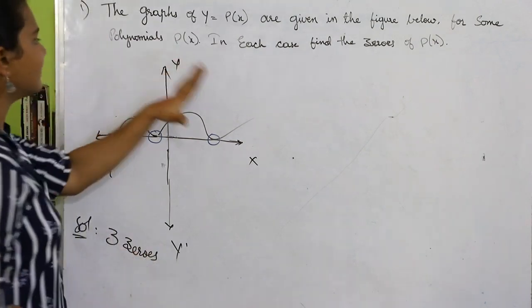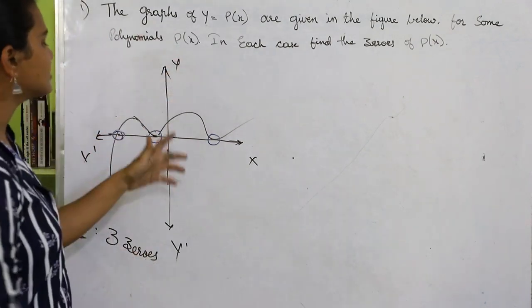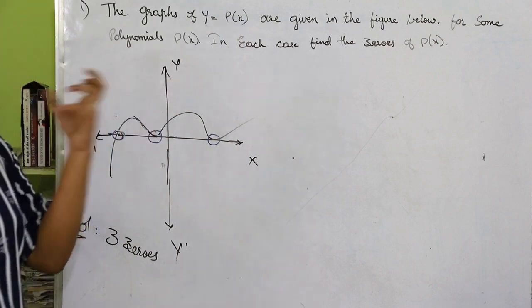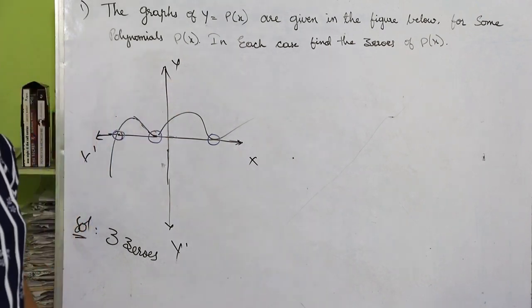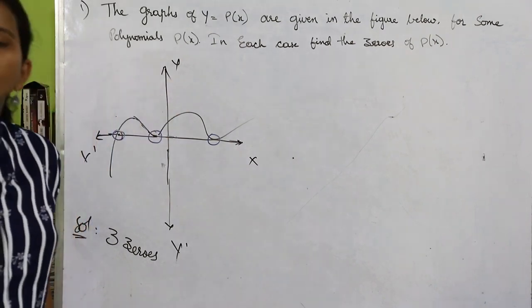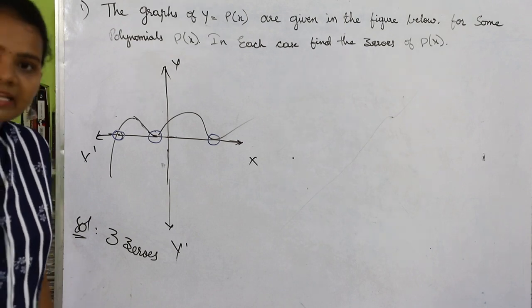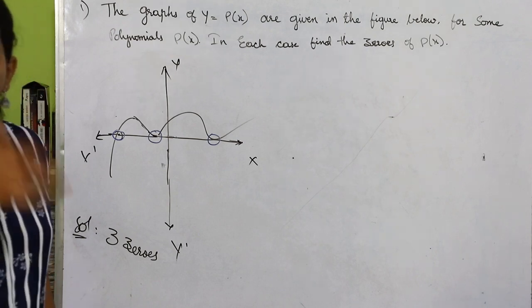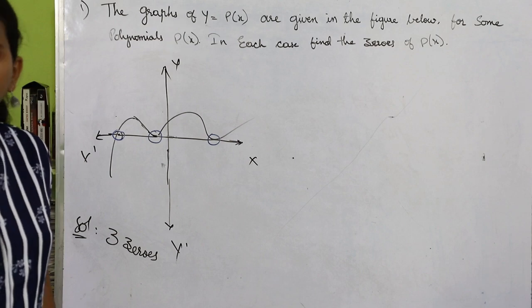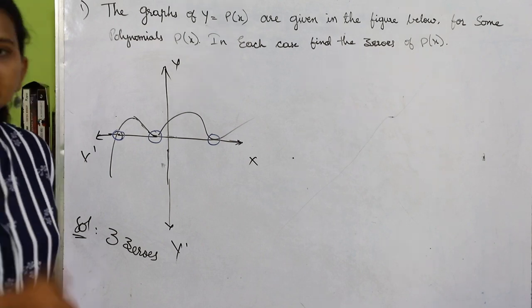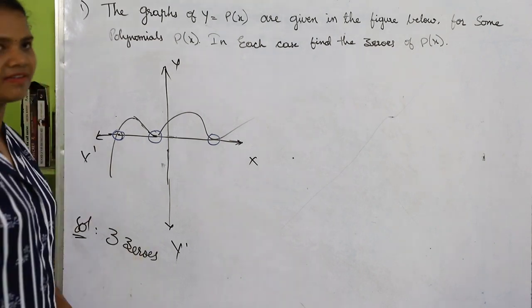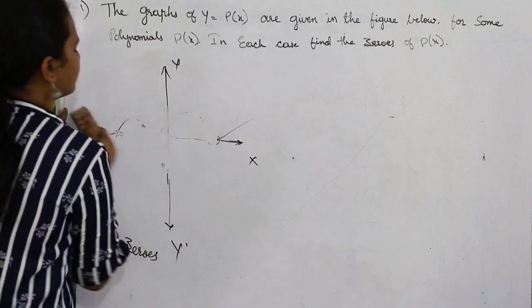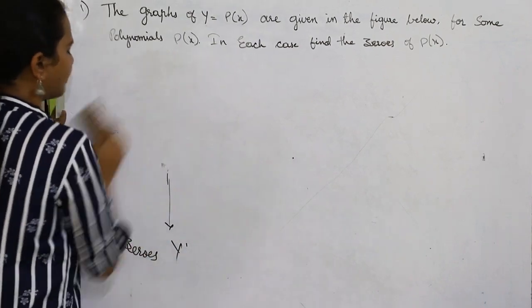So what we have understood in this question, guys, is that when they ask how many zeros the polynomial has, it only counts how many points the graph is exactly touching the x-axis, at how many points the graph is touching the x-axis in a given graph. So we are done with the first one. Let me go for the next one.